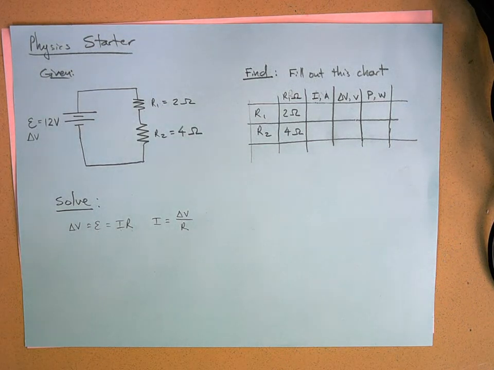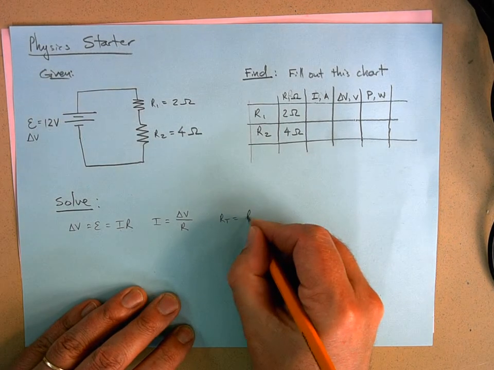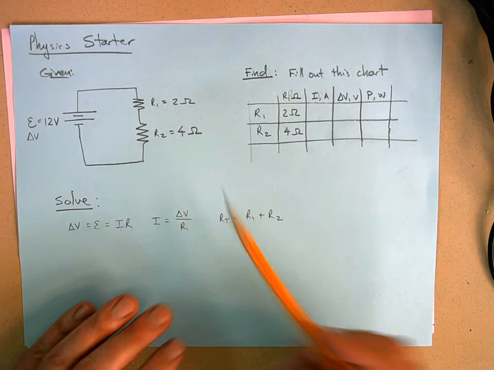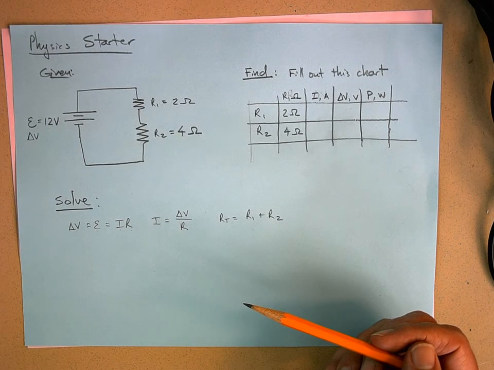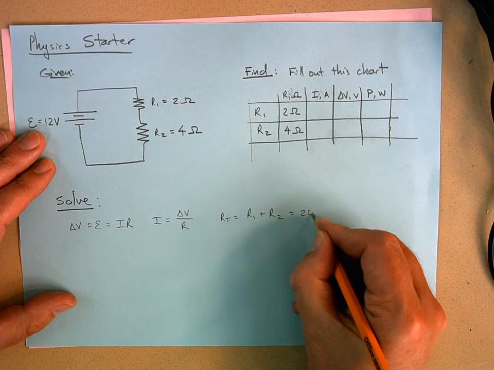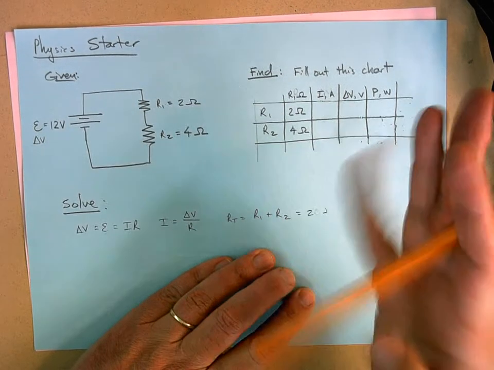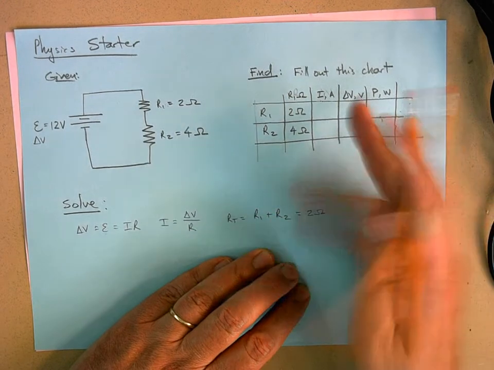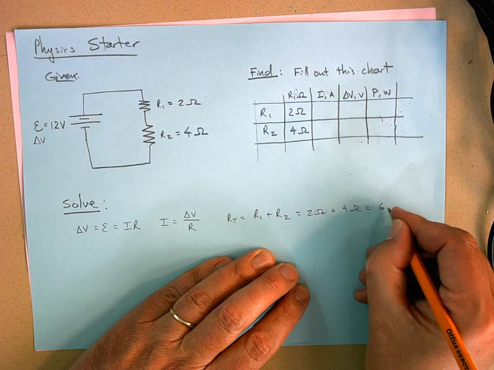So how do I get the total resistance for resistors in series? You add them. And be aware that on the final exam, you'll have one like this, but you'll also have one where they're in parallel as well. Well, that's easy to do. This is just 2 ohms plus 4 ohms, which is easy to say. That's 6 ohms.